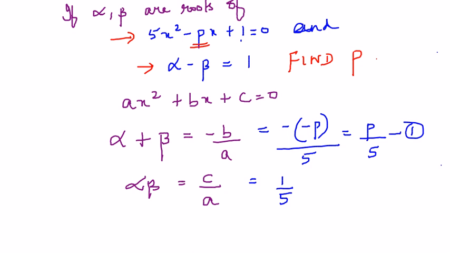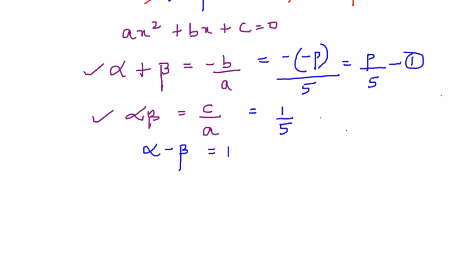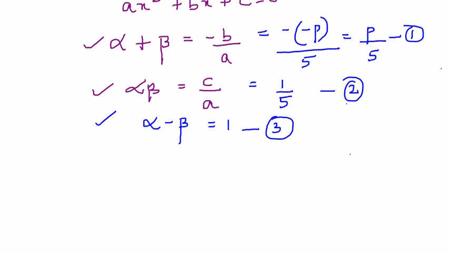What is the other thing that he has given you in the sum? Apart from the two formulas which we found out, what is already given in the sum is alpha minus beta is equal to 1. So this is the third thing that I know, right? So with these three equations, is it possible for me to find p? I must use alpha plus beta, alpha beta and alpha minus beta.